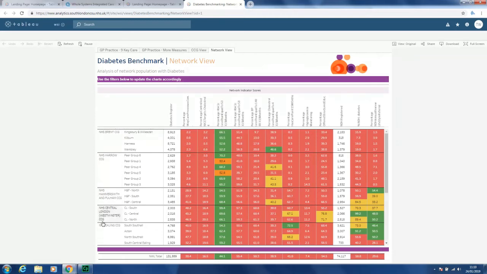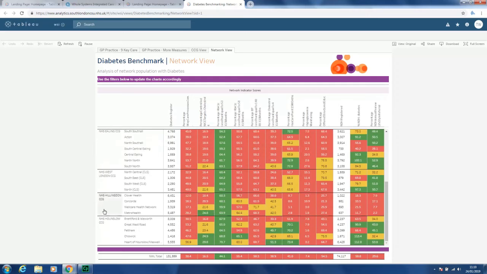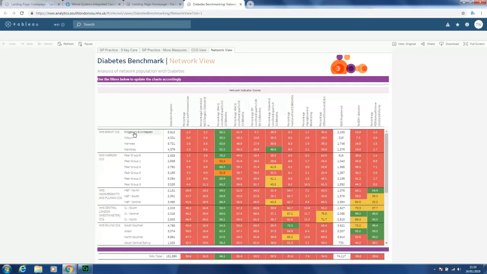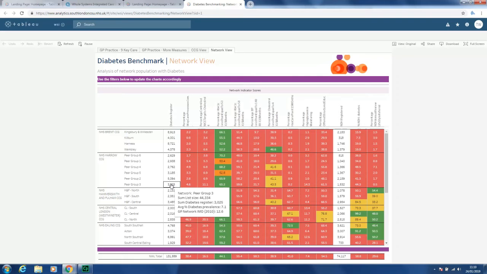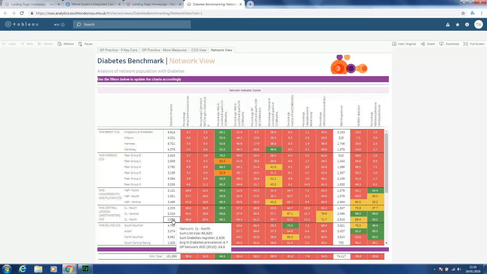So here we are, we've got a number of indicators. We've got the CCGs down the left hand side. Scroll down, you can see more of them, and then we've got the individual primary care networks, their diabetes register, so the population of people with diabetes. You can also see some interesting information about things like the average diabetes prevalence and also the GP network index of multiple deprivation. For example, peer group 3 in Harrow has got an index of multiple deprivation of 12.6, whereas the north of central London has got an index of 24.6.